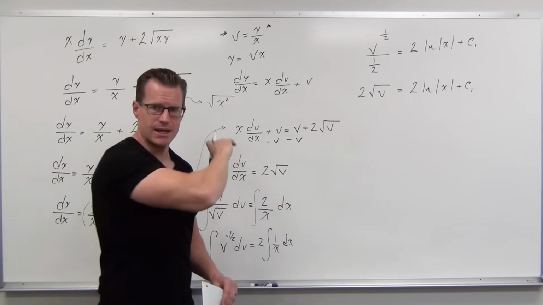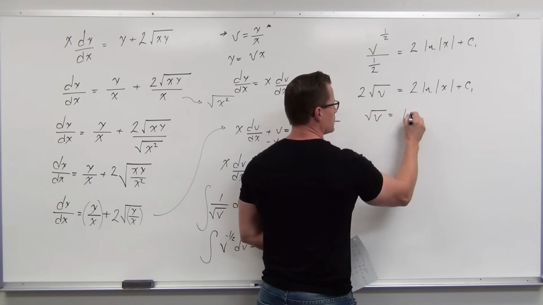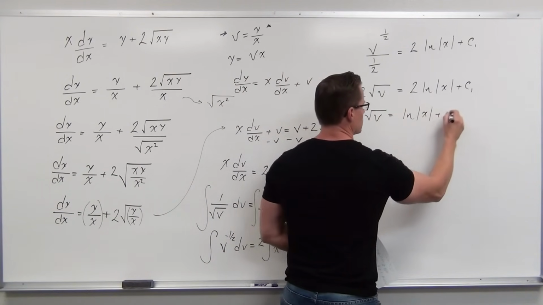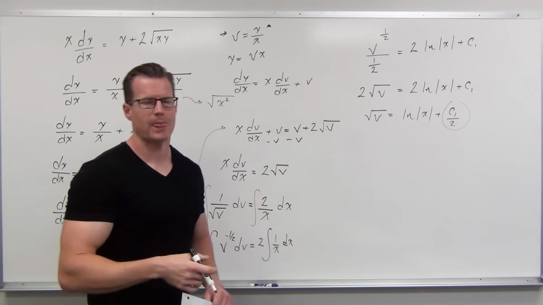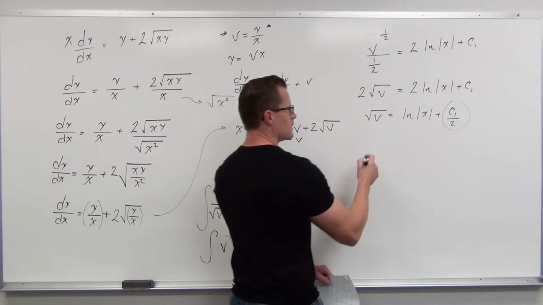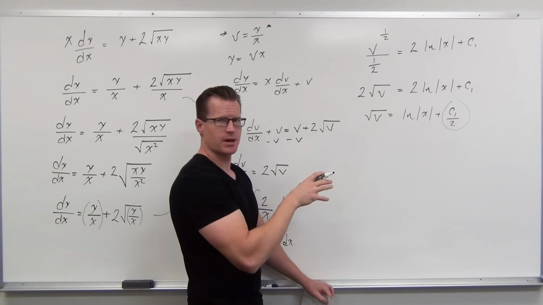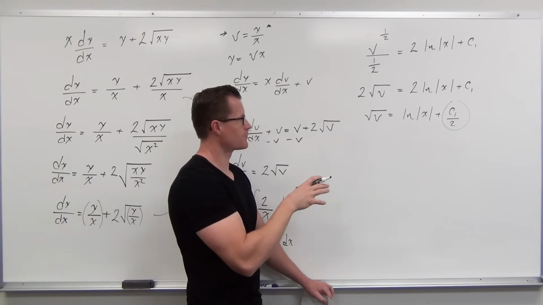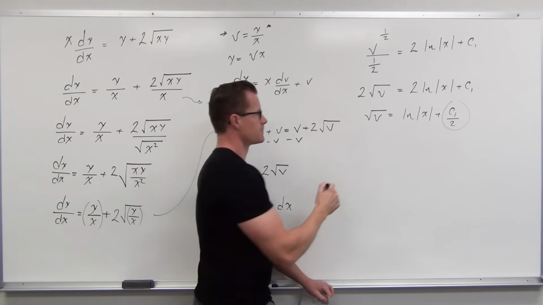If we divide everything by 2, we're going to wrap that piece up as the plus c. So let's do 2 things. We know that we've solved pretty much as we can for v. Let's go ahead and replace v with y over x.